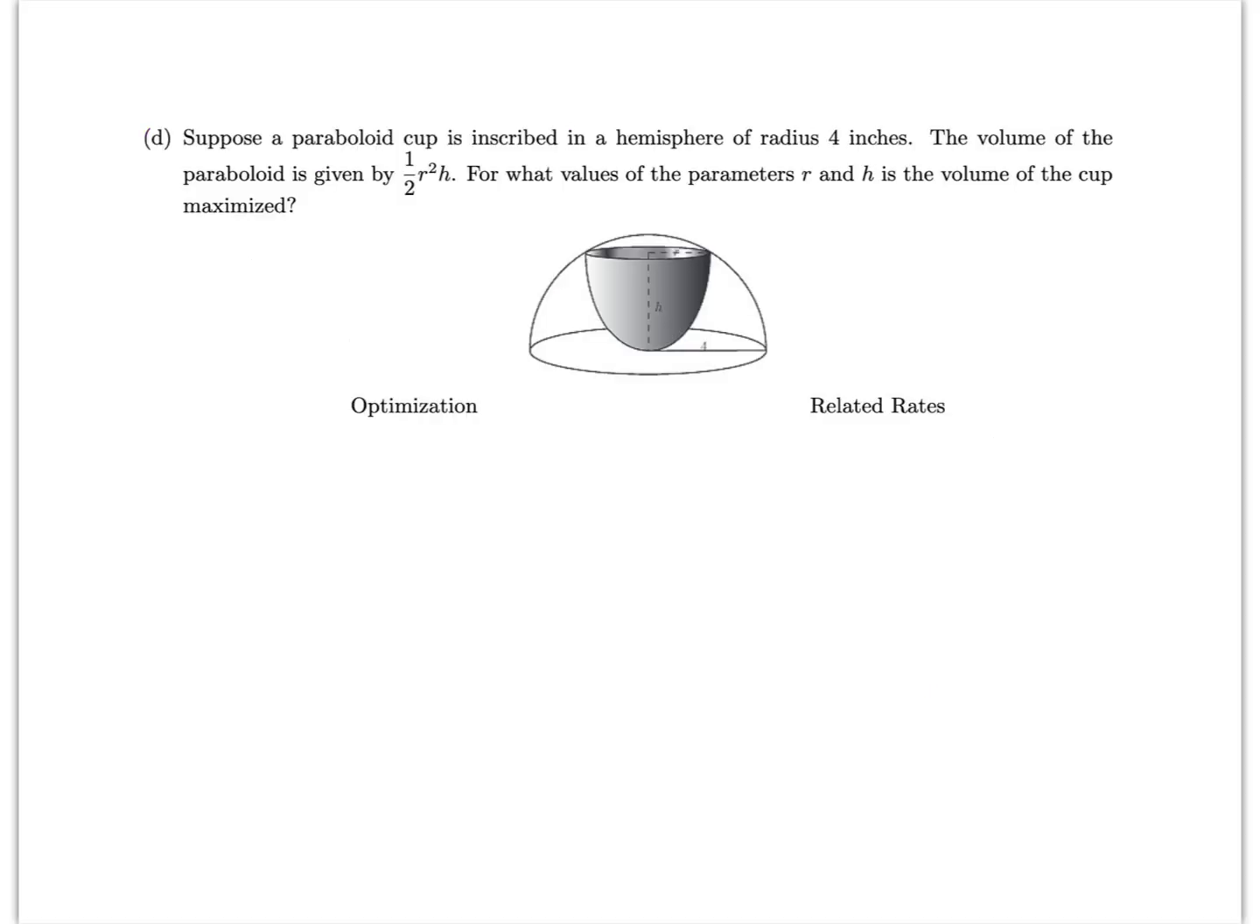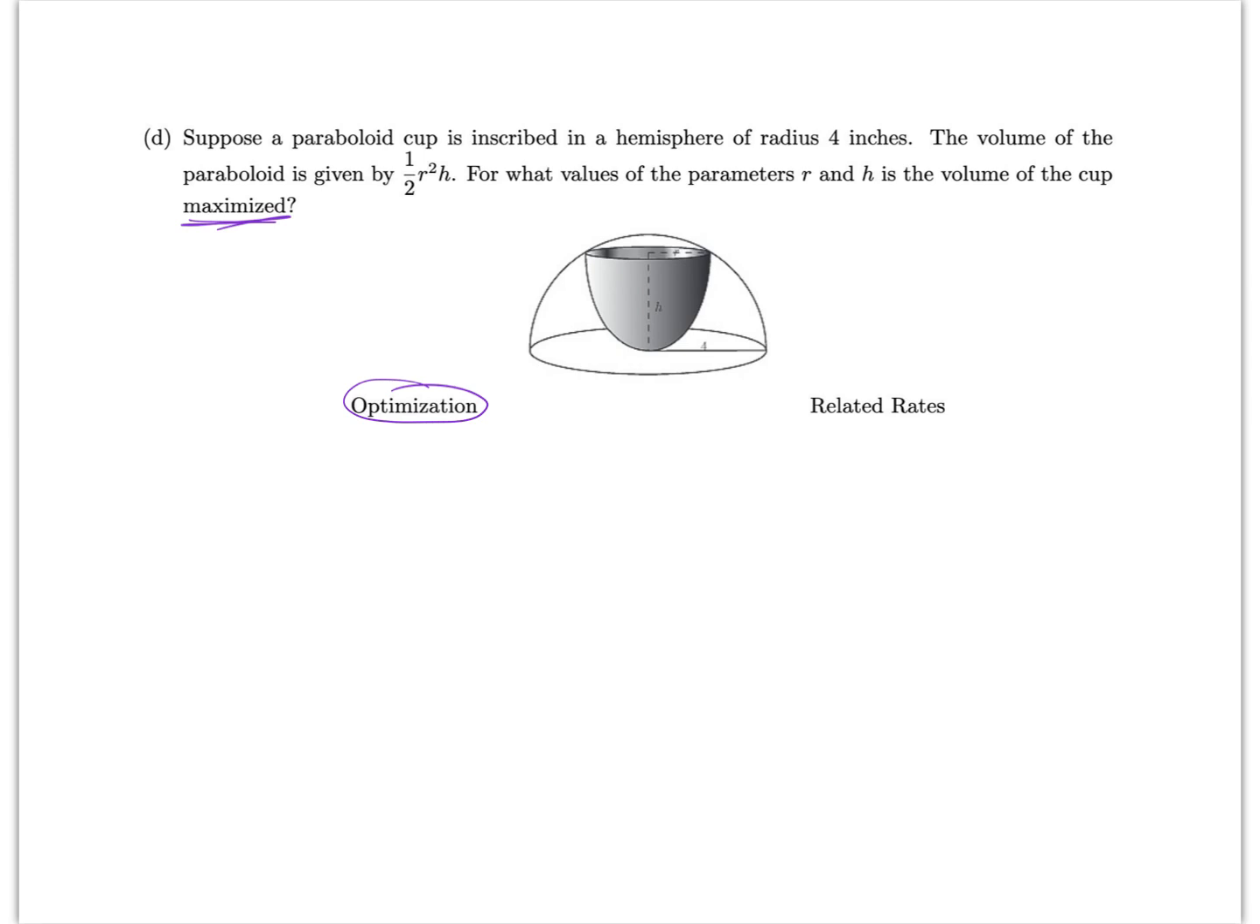Suppose a paraboloid cup is inscribed in a hemisphere of radius 4 inches. The volume of the paraboloid is given by 1/2 r squared h. For what values of the parameters r and h is the volume of the cup maximized? Okay, they use the word maximize. This is an optimization problem.